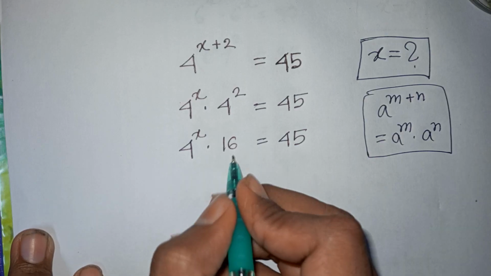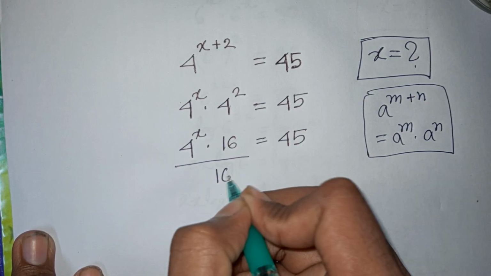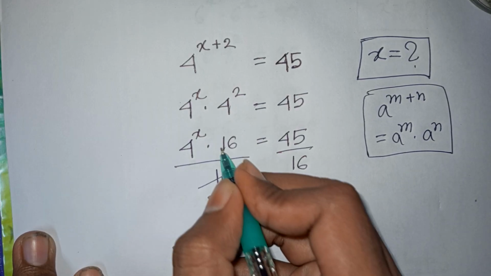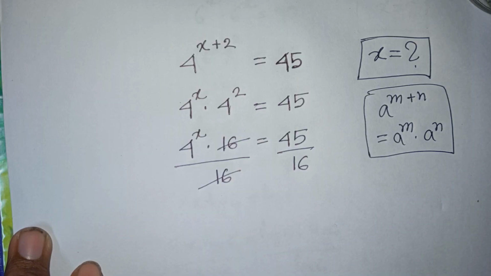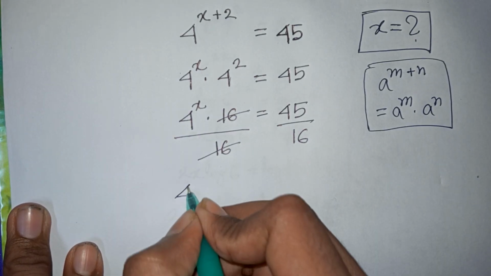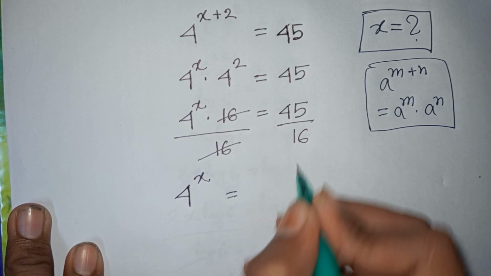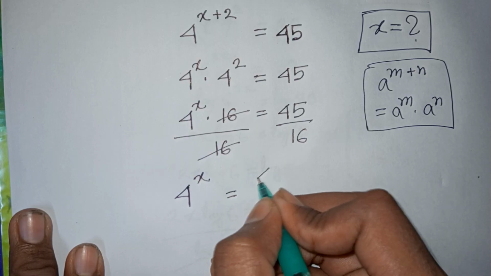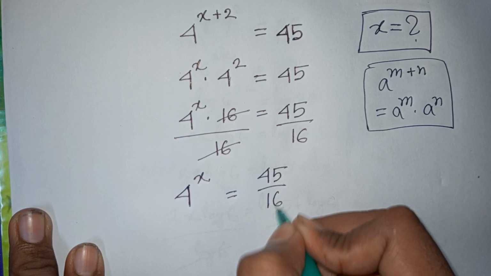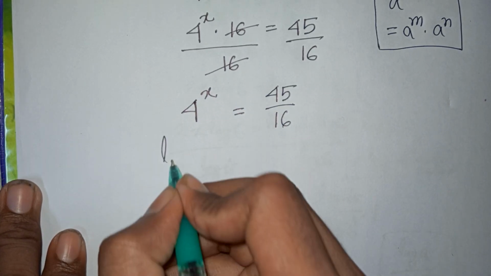Now we divide by 16 on both sides. So divided by 16, divided by 16. So this 16 will be cancelled. Now we have 4 power x is equal to 45 over 16. In the next step, we apply log on both sides.